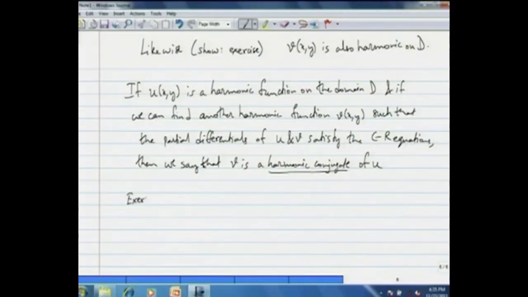Okay. So, notice that there is a slight asymmetry in this definition. The following exercise, which I am going to assign to the viewer, will bring out the asymmetry. Actually, before the exercise, let me say that this definition implies that the function f of x plus I y, defined as u of x y plus I times v of x y, is analytic on the region D.